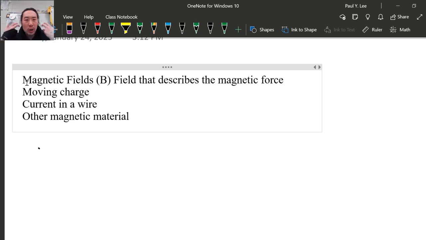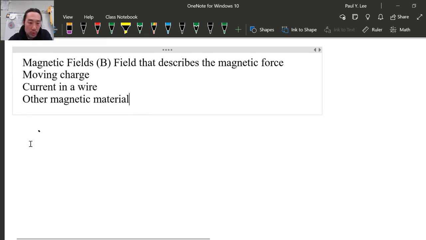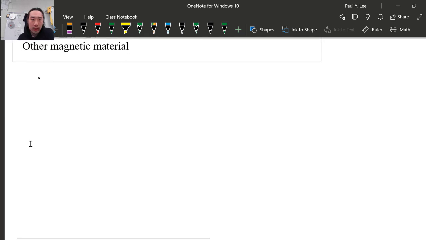But the moving charge and current in a wire, that should be new information, and that's what this unit is all about. We're going to dive into why that's the case. All right, so if a magnetic field exists, that means that magnetic force will be exerted on either one of those three things, or maybe all of them. All right, so here are the rules for drawing magnetic fields.